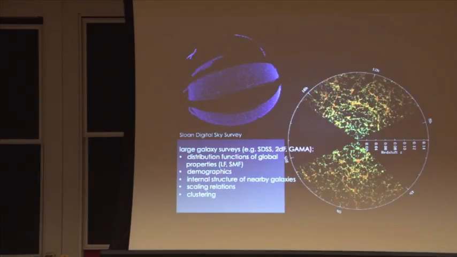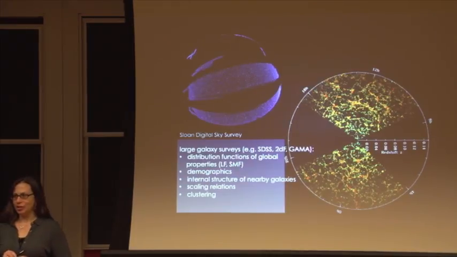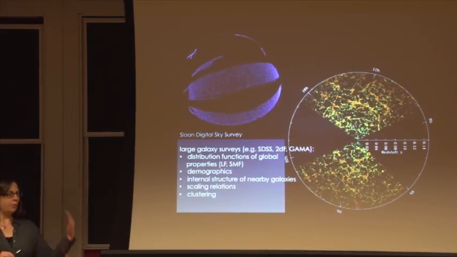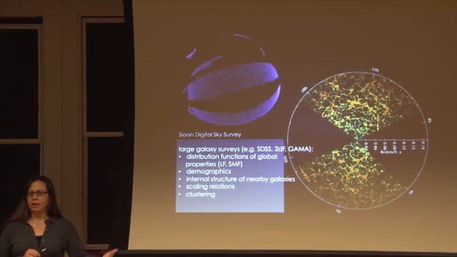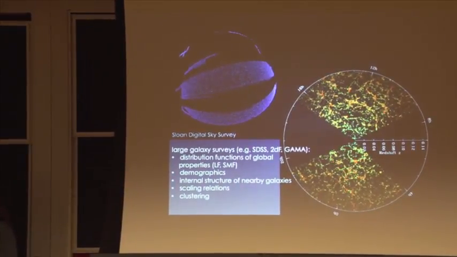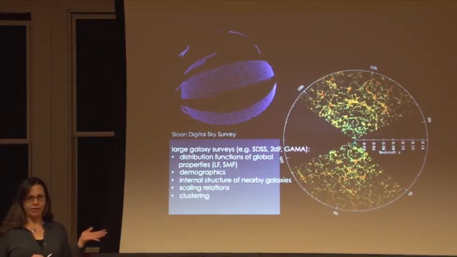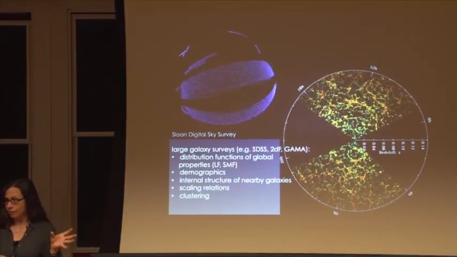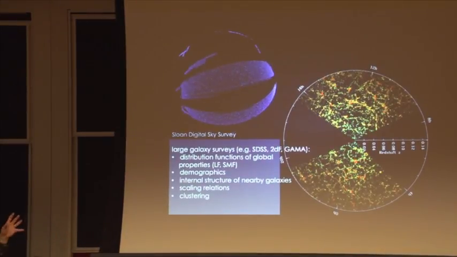So it's been a very good couple of decades for those of us who work on galaxy formation and on understanding galaxies. We have these beautiful large galaxy surveys like the Sloan, 2dF, GAMA, that allow us to study distribution functions of global galaxy properties like luminosity functions, stellar mass functions, colors, etc., demographics of different types of galaxies, internal structure, sizes, and morphologies, at least for nearby galaxies that are well resolved in these ground-based surveys, and also clustering of galaxies in space.